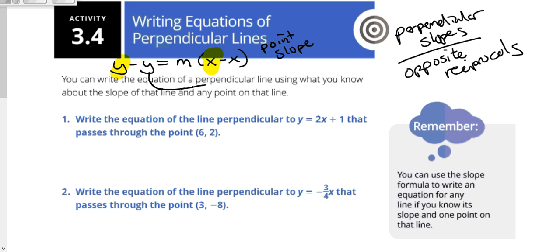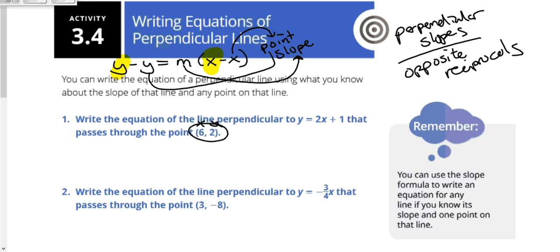So this y comes from the point, and this x comes from the point. And then the slope is the m. Okay? So you basically already have, if we're trying to do number 1 here, 2 of the 3 numbers you need to plug in right there from the point. You just have to remember which one is the x and which one is the y.